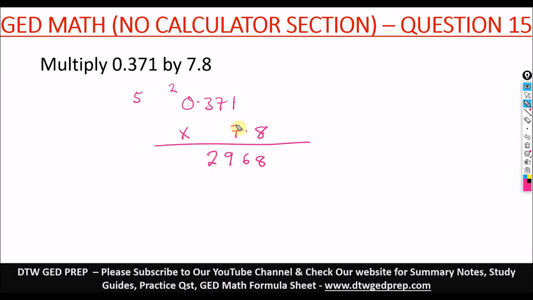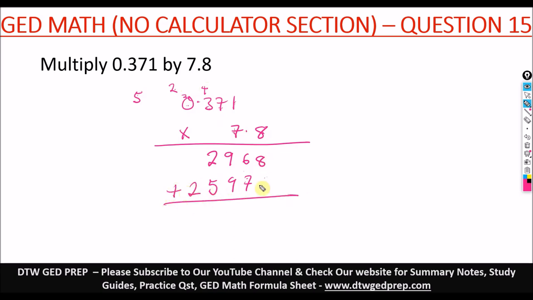Next, we do 7 times 1. We drop it down here. We don't drop it here. We drop it down here. 7 times 1 is 7. 7 times 7 is 49. So we write a 9. We carry a 4. 7 times 3 is 21. 21 plus 4 is 25. So we write a 5 and carry a 2. Then 7 times 0 is 0, plus this 2 we've carried, we have 2.